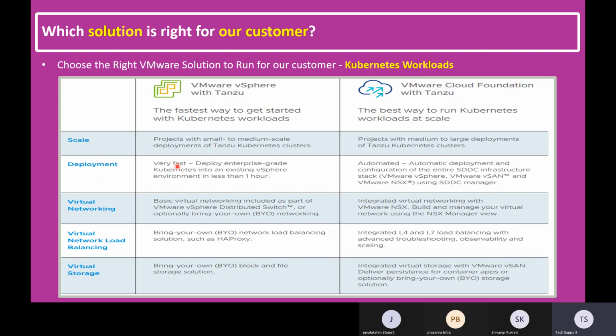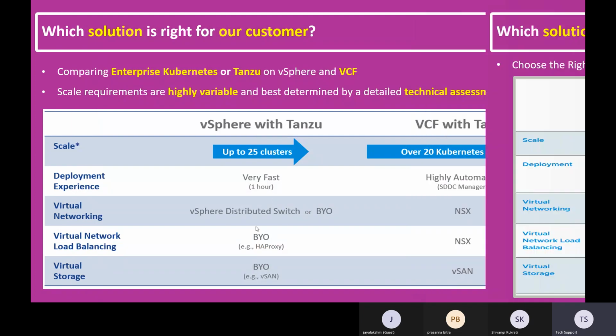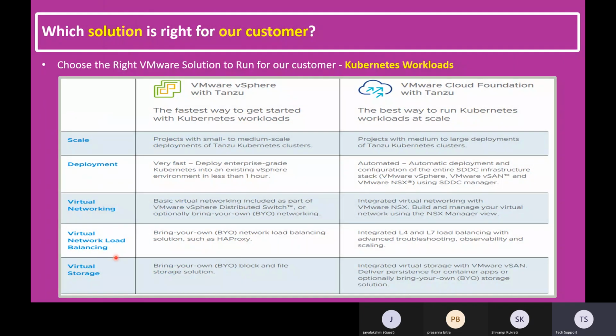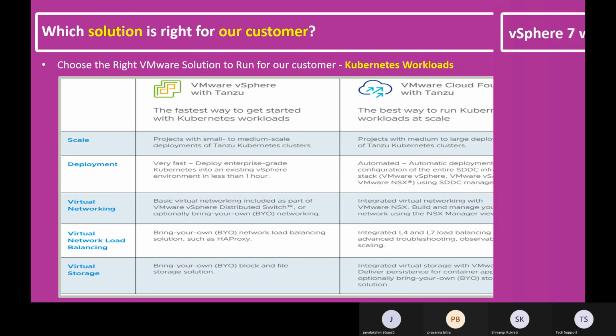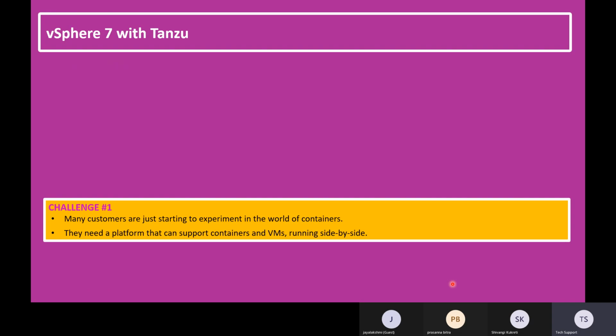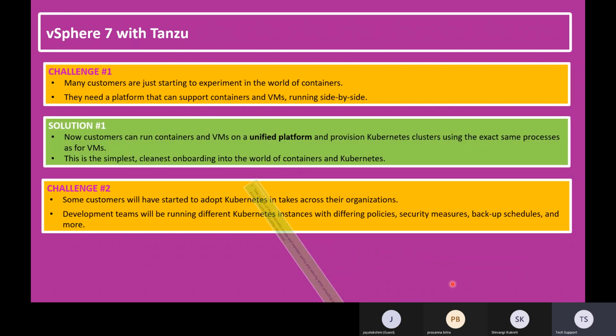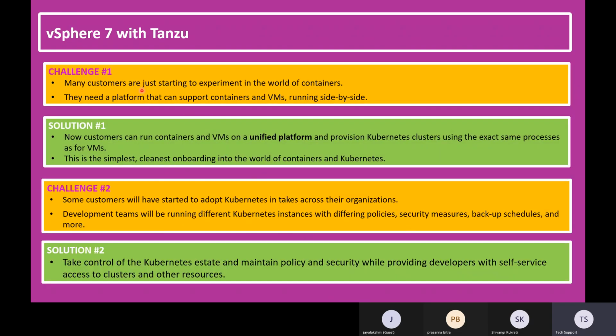The deployment is normally very fast, and in VCF we have a facility for automation. Whatever points we discussed in the comparison on networking, I've elaborated the same points here, along with load balancing level and storage level. Okay, clear. Now let's talk about vSphere with Tanzu and the challenges we discussed until now. The main key points I've summarized here. The main challenges are addressed in vSphere 7 with Tanzu.